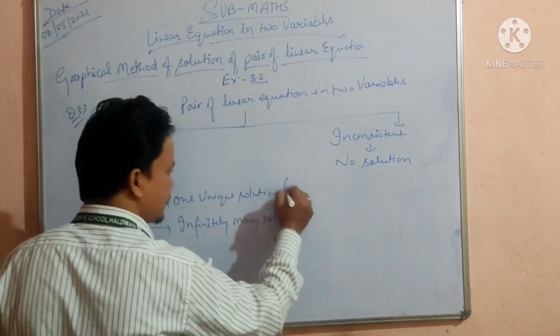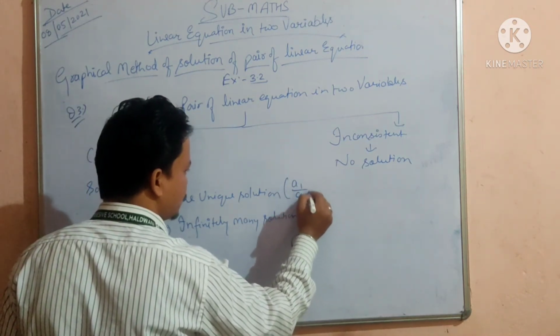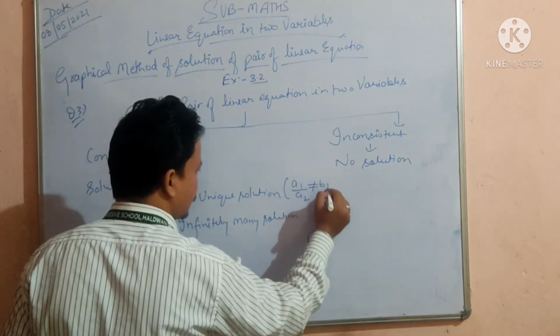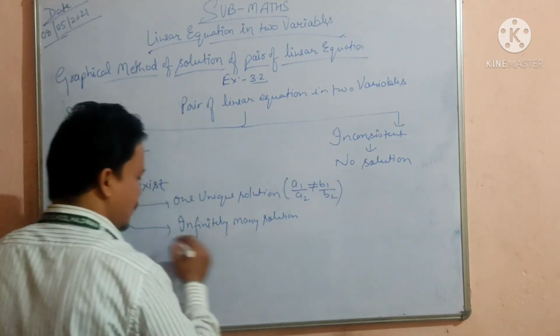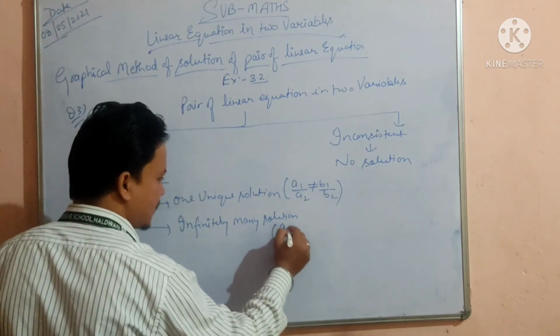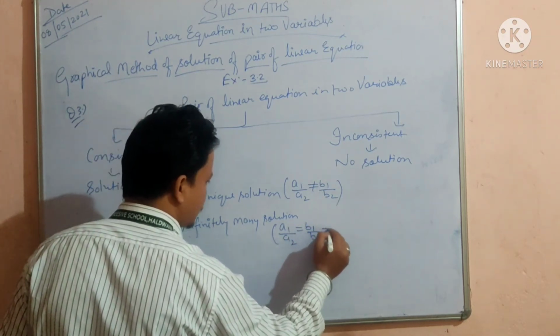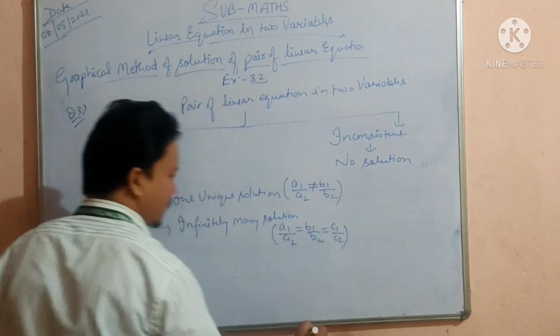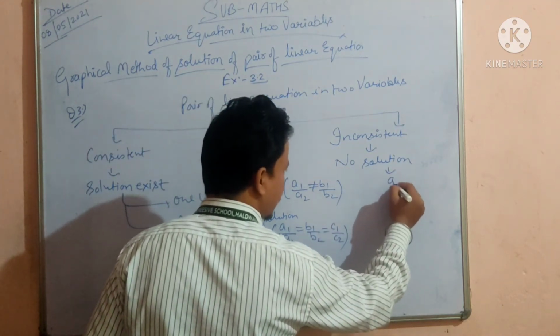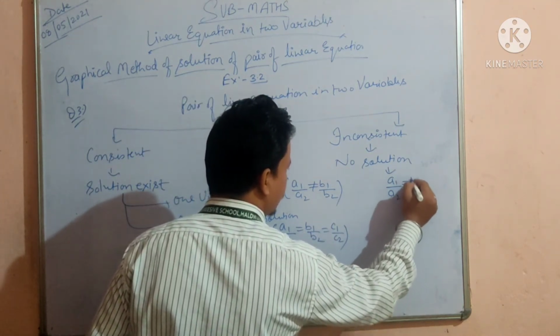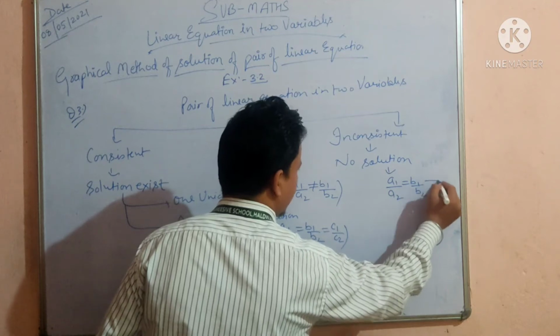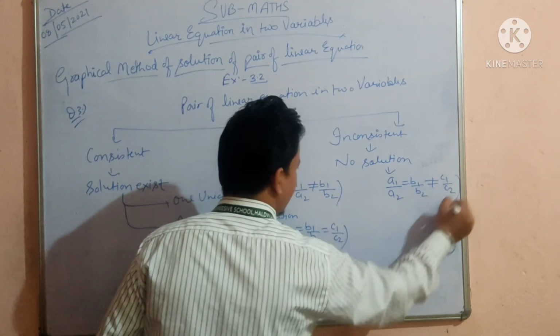What is the case for a unique solution? A1 upon A2 does not equal B1 upon B2. And what is the case for infinitely many solutions? A1 upon A2 must be equal to B1 upon B2 must be equal to C1 upon C2. And for this one, A1 upon A2 equal to B1 upon B2 does not equal to C1 upon C2.